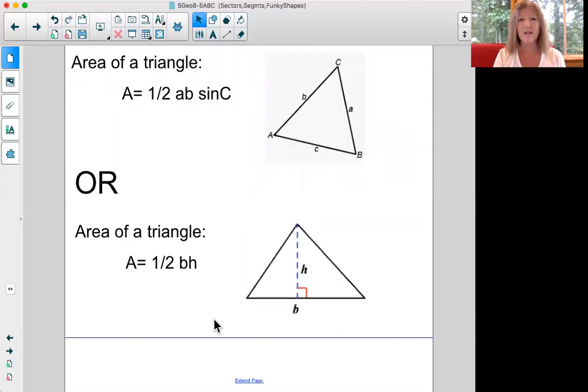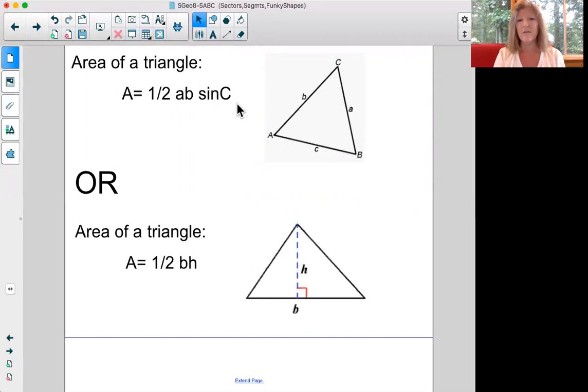Now, just to remind you, there are two possible ways that you can find the area of a triangle. You could use the area of a triangle equals half the base times the height, remembering that the base and the height have to be perpendicular. Or you could use this formula. I'll be modeling problems and solutions with both.